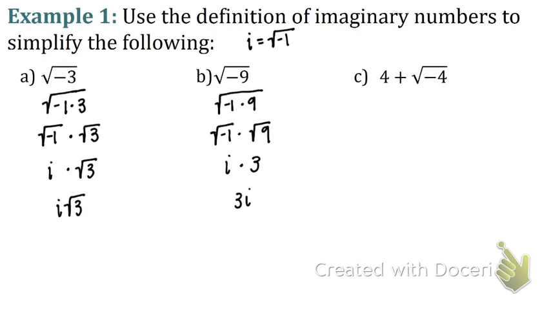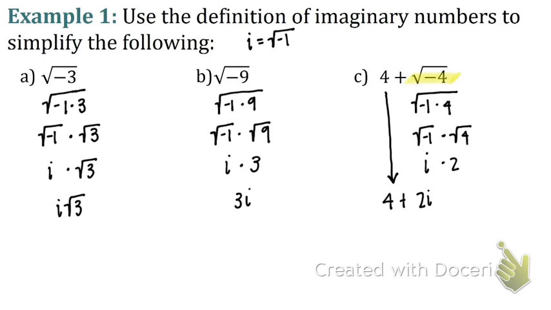Lastly, we have 4 plus the square root of -4. So to begin, we need to simplify the square root of -4. We know that simplifies to the square root of -1 times 4. And we know that the square root of -1 is i, and the square root of 4 is 2. So this is 2i. And then we have our 4. All we're going to do is bring that 4 straight down, just like that.